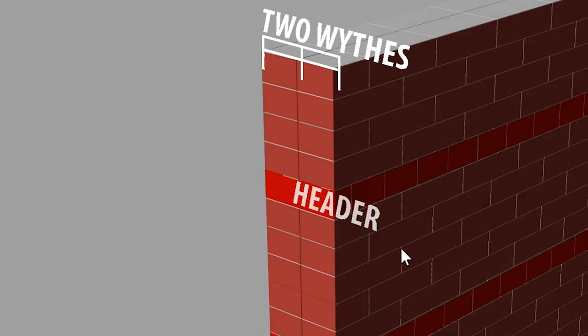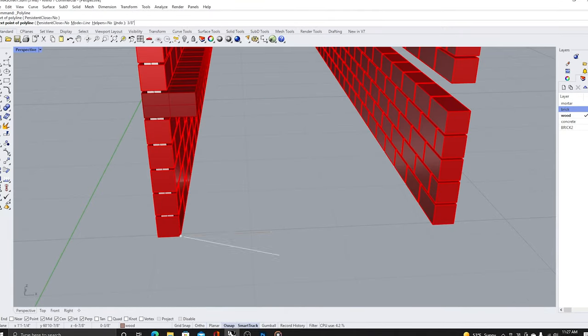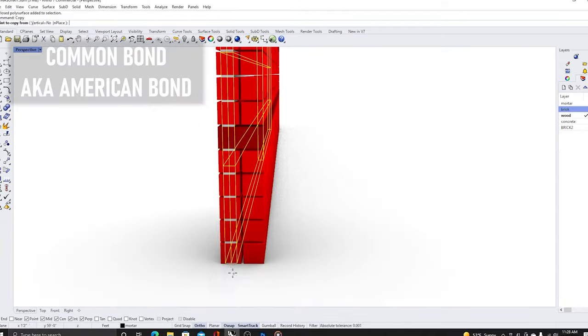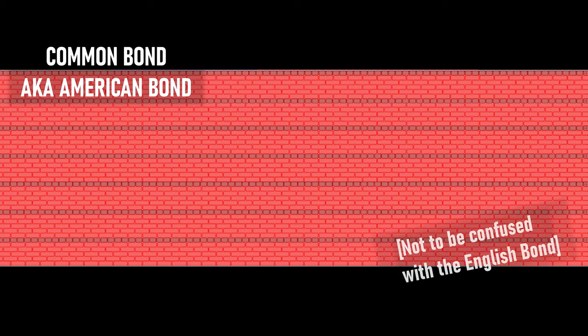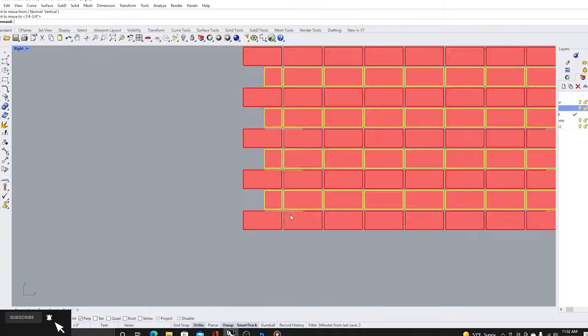It's got two wythes, now let me comment on the effect on the eyes, because it's also got visual variation a little bit. You should think of our own nation, because it's also known as the American bond. The bricks are like the lines of the flag, stretching them long. Let's get back on track.